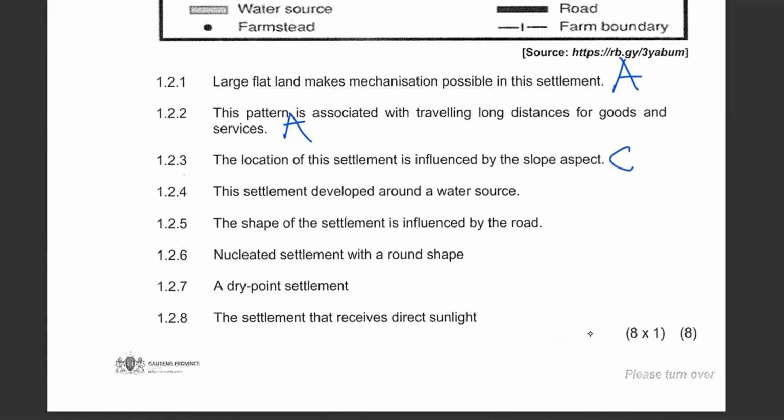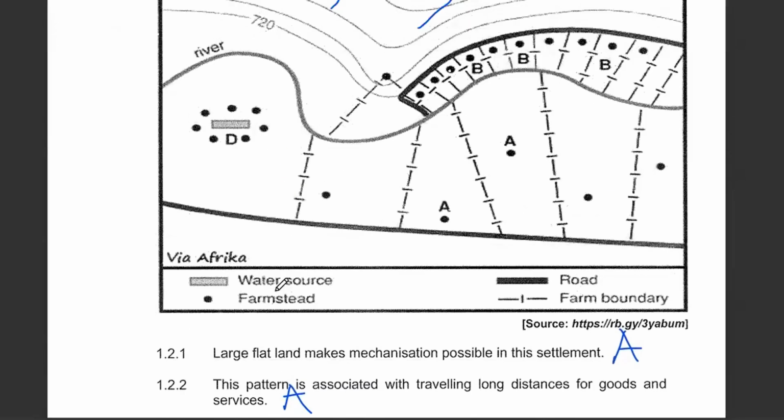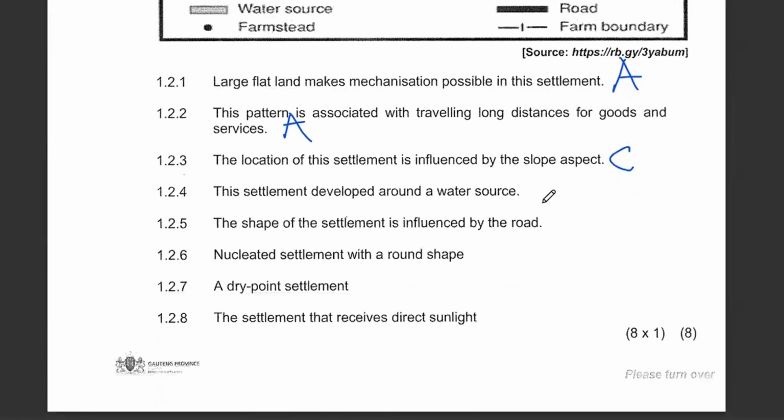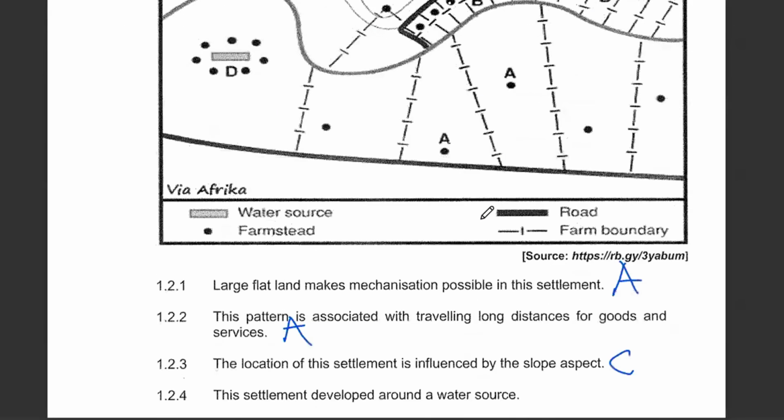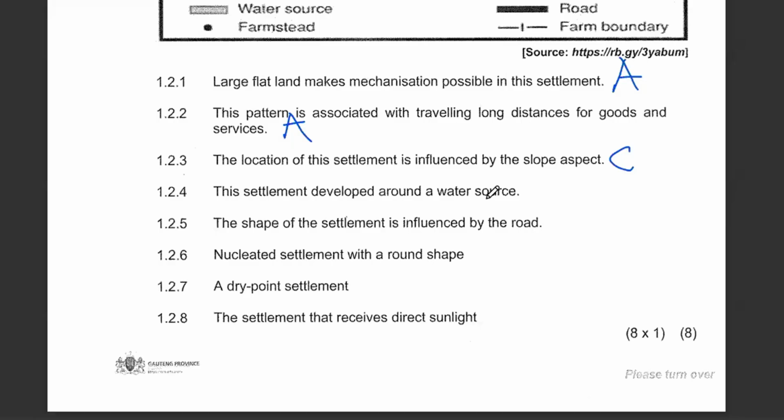This settlement developed around a water source. It's clear. If you check settlement D, this is an indication of a water source and the settlement is developed around that point. This one is C and this one is D.